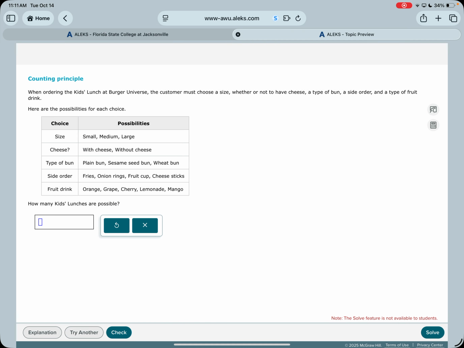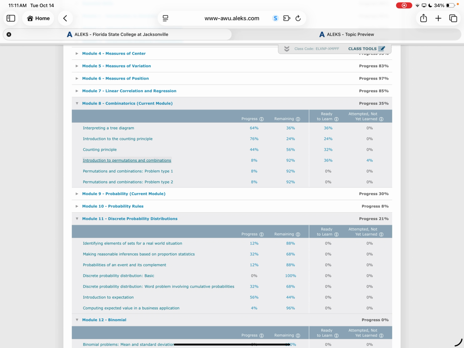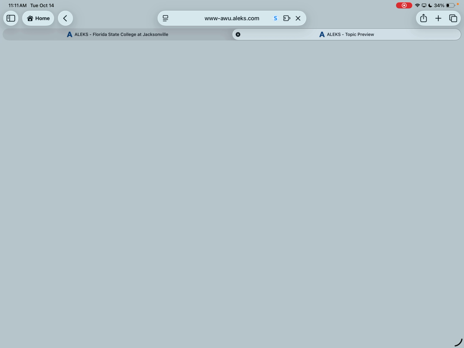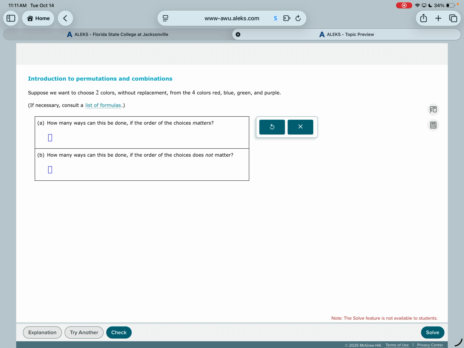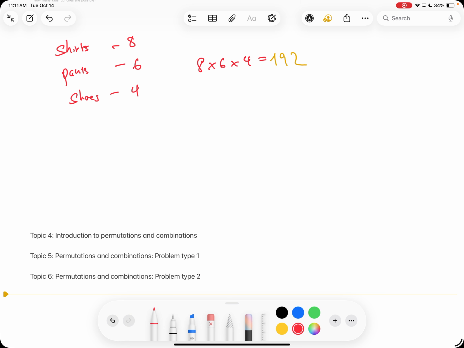Okay, let's go to the next topic. All right, so the next main topic, which is the only thing that's left in this section, is short, so we probably will jump to the next one for a few minutes. Permutation and combination. So let me talk about these for a second.